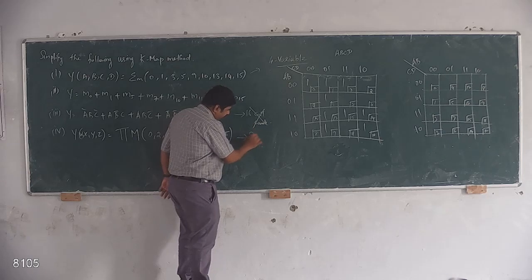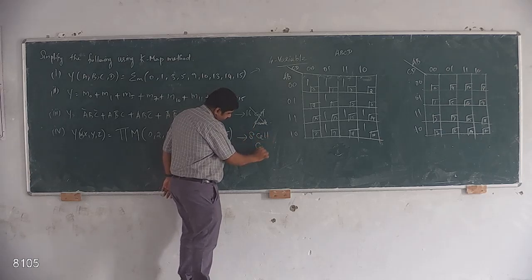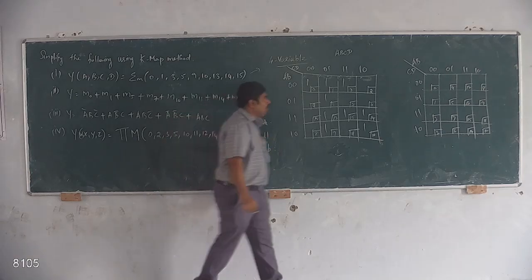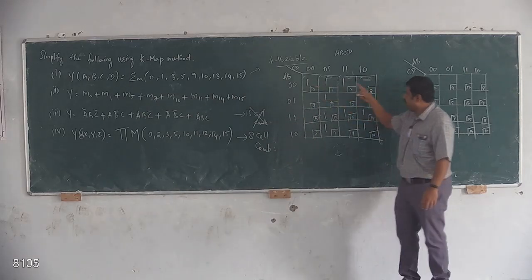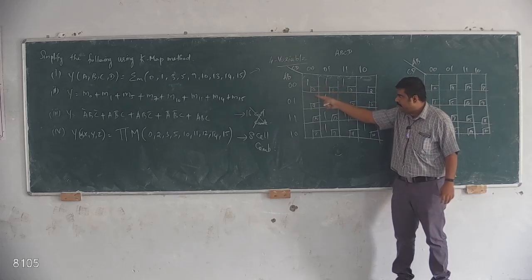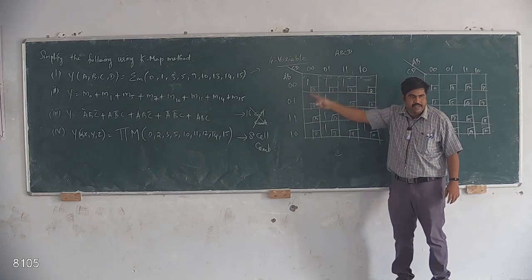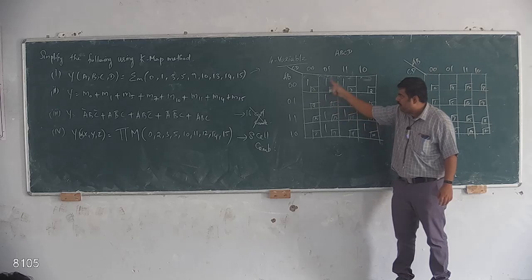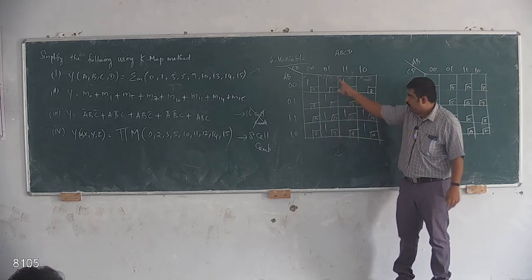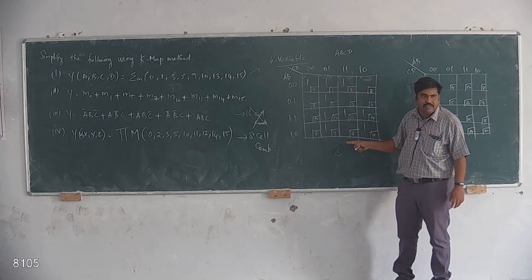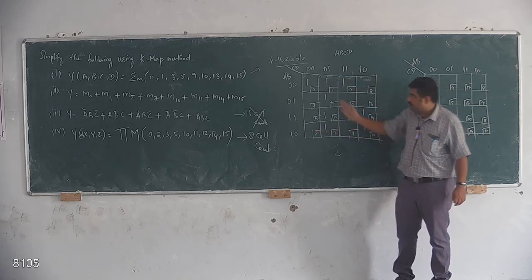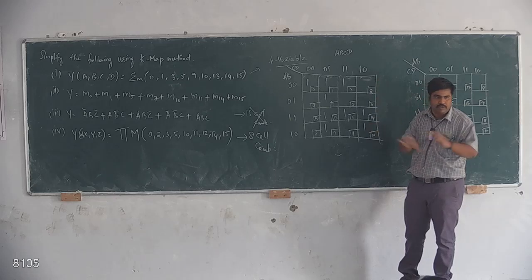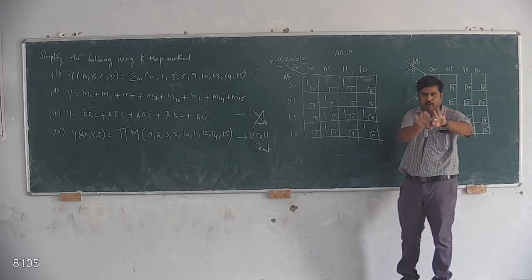Next I need to go for the 8-cell combination. An 8-cell combination is, suppose here 4 cells contain 1 and here 4 cells contain 1, then we can go for the 8-cell combination. Here 4 and here 4, we can go for the 8-cell combination. Also the topmost and bottommost positions we can take, and the left-hand side and right-hand side also, like folding a paper.